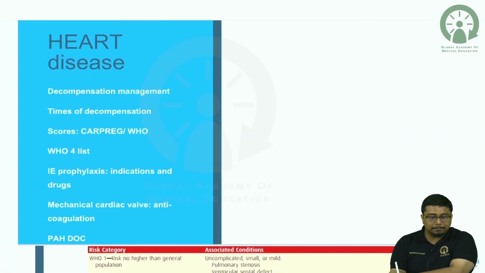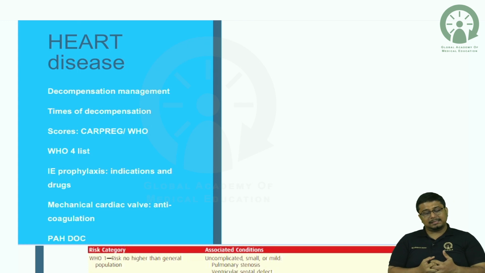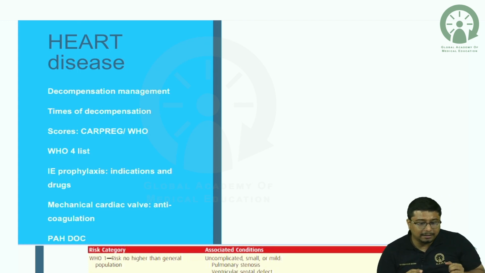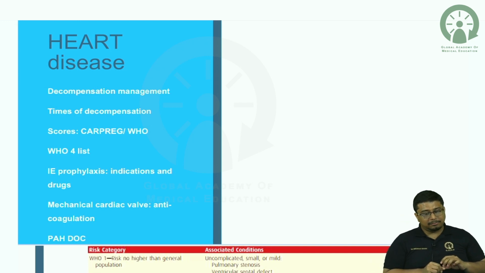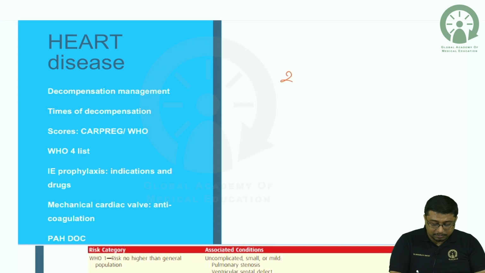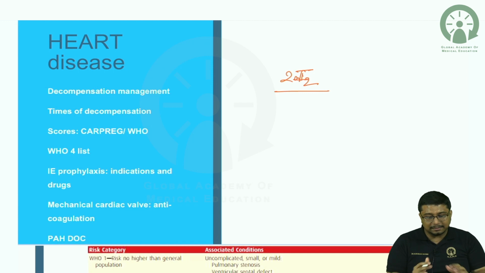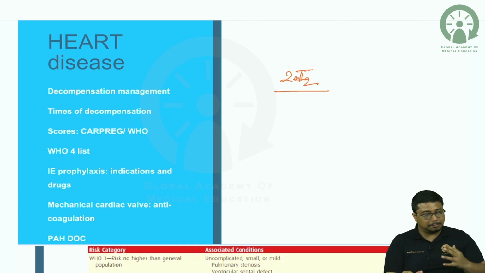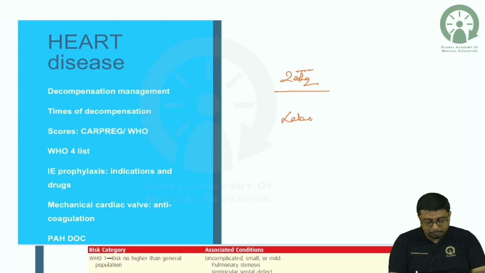So coming to one important topic, heart disease in pregnancy. Here you should understand one particular concept: when does a lady with heart disease decompensate? One particular time is when she is going into the second trimester, because at that time volume expansion is maximum, so the pressure on the heart is maximum. Next is when she goes into labor. Because of pain, there is tachycardia and excessive blood flow to the uterus, so the heart has to work more.